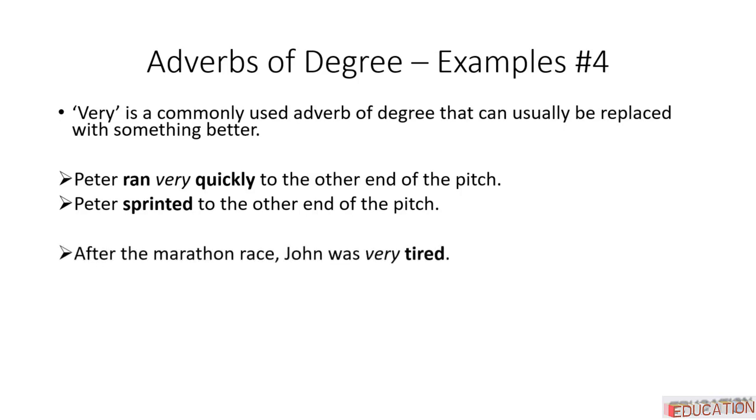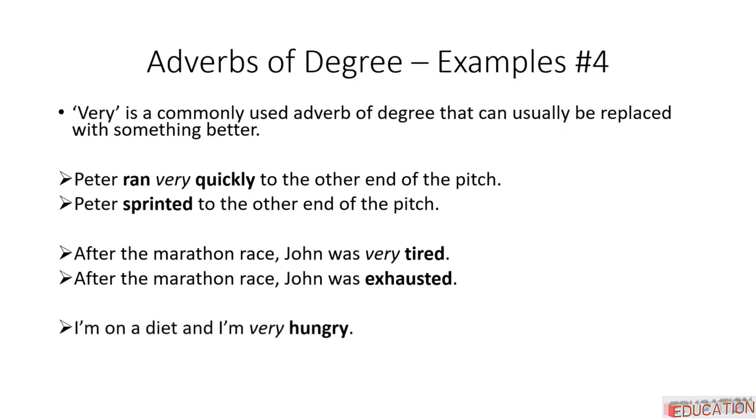Or after the marathon race, John was tired. Obviously it's a marathon race, so in order to make it more intense, we say John was very tired. But there is a better word that we can use for very tired. We can say after the marathon race, John was exhausted. And one more example. I'm on a diet and I'm hungry. So if we want to intensify it, we say I'm on a diet and I'm very hungry. Which again is perfect. All these veries are perfectly legitimate. But if we want to improve our English and make better use of the words, we could say I'm on a diet and I'm famished.